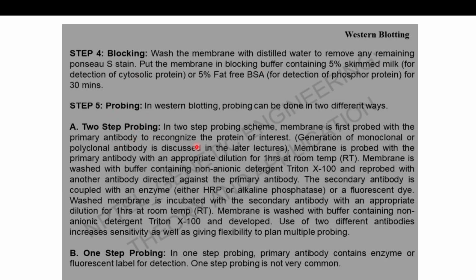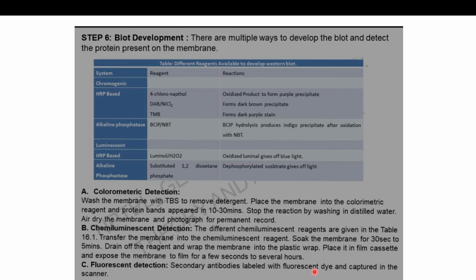And then there's probing. One can do two-step probing where two antibodies are used. First the antibody against your target protein is used, and then there's a secondary antibody which is specific against the primary antibody. And there can be direct or one-step probing in which the primary antibody contains enzymes or a fluorescent label for detection. This is not very common. Then one can develop the blot using multiple ways, which can be chromogenic, enzyme based, or luminescent as well.